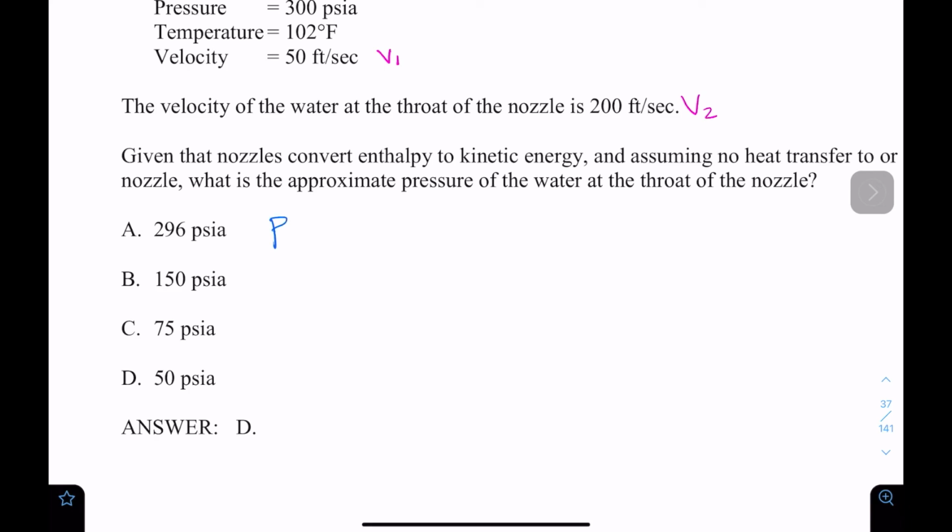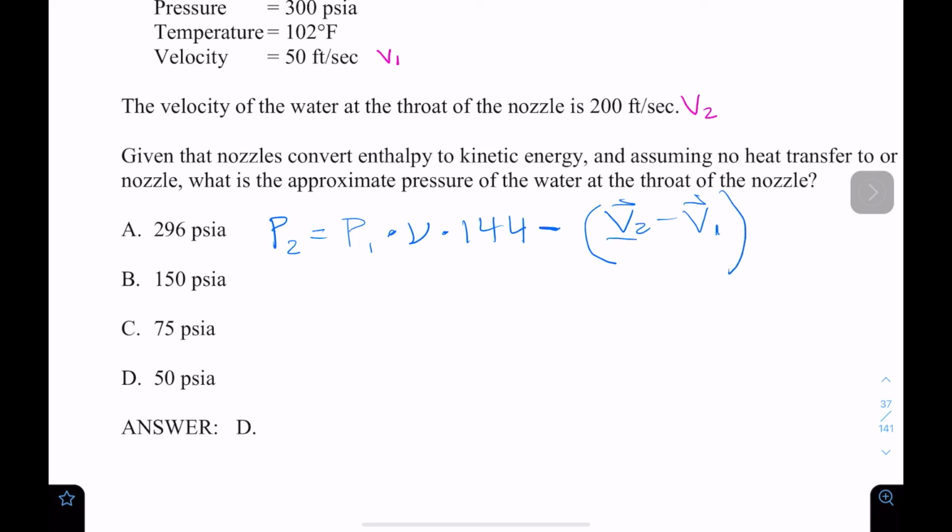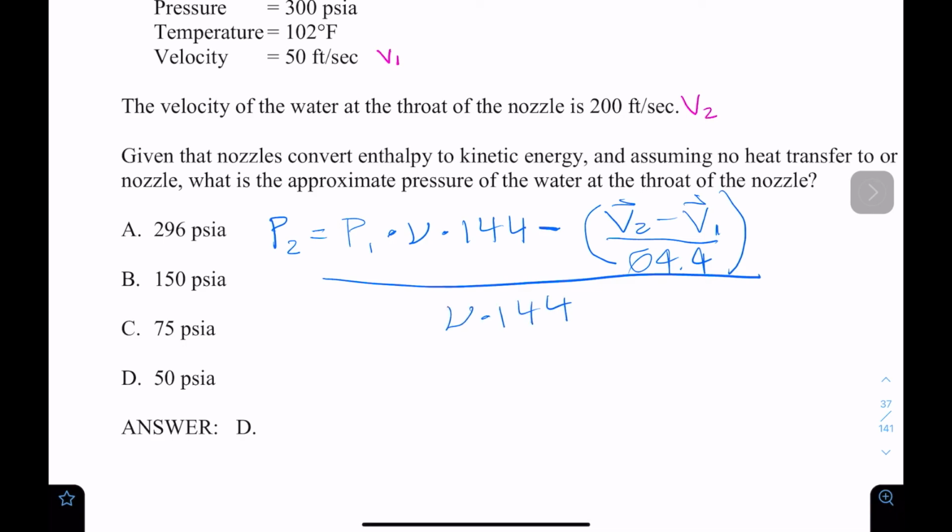So this is what I use. I use pressure 2 equal to pressure 1 times specific volume times 144, which is a conversion factor, minus... Some people are like, oh, I have to memorize that. I'd rather derive it, but honestly, to me, it works just doing it like this. Because at the bottom, I use this one. I know that I'm going to use that part, so I try to memorize it.